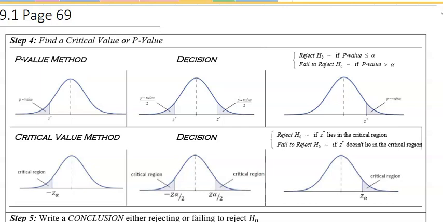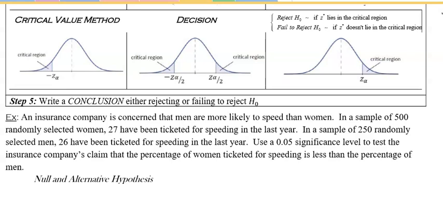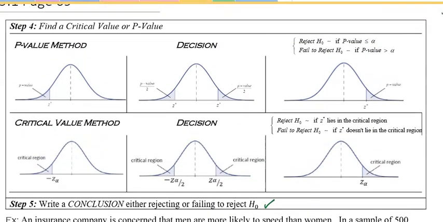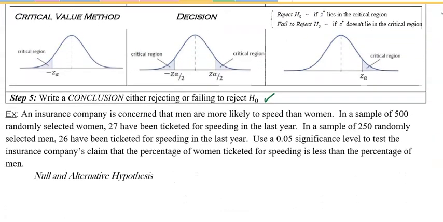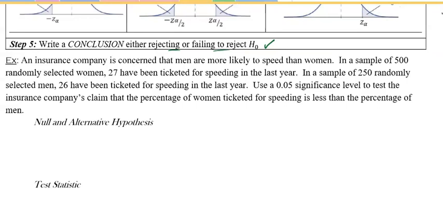I just adjusted the second page. So again, the 2 tail, the 1 tail, left tail, all of these we already know from before. Let's jump to an example. And we're going to do the p-value and the critical region on every problem like we did before. So for step 4, you decide what you want, the critical value or the p-value. Again, we're going to do that on every problem. Write a conclusion either rejecting or failing to reject the null hypothesis. That's the whole process. Let's see how this works.